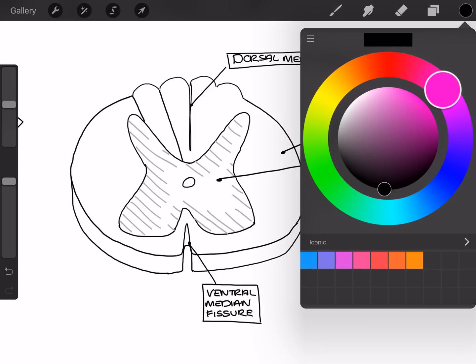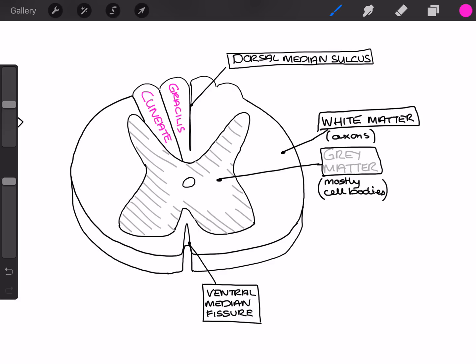And to talk about the first couple of tracts that I want to mention, these are the cuneate and the gracilis. And these are part of the dorsal columns, which transmit information regarding fine touch and proprioception.